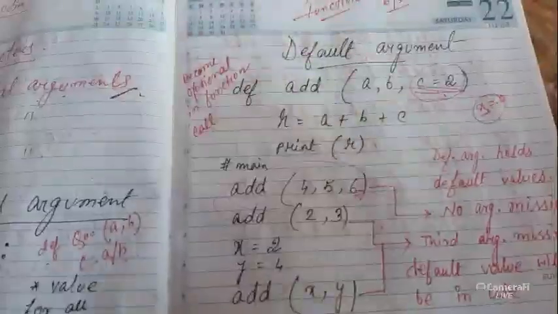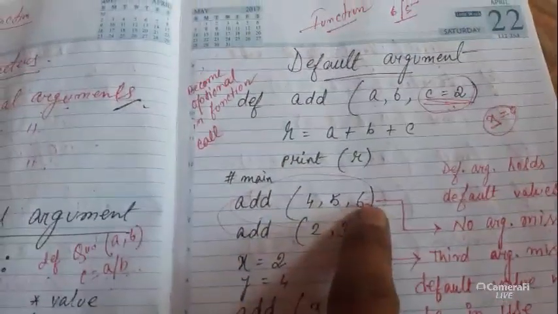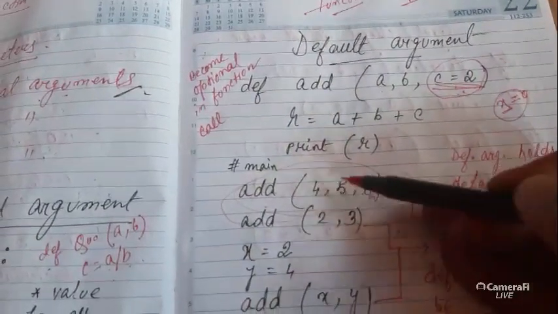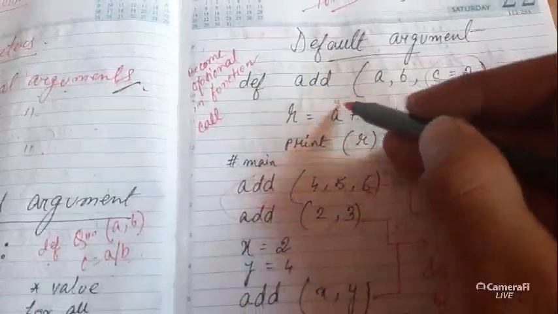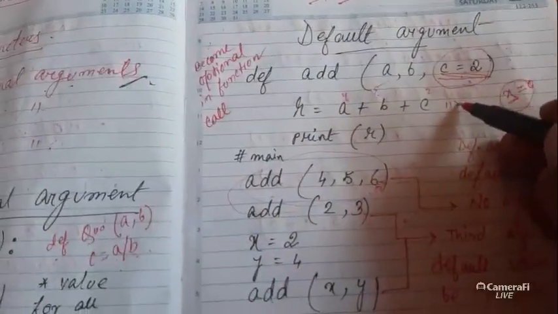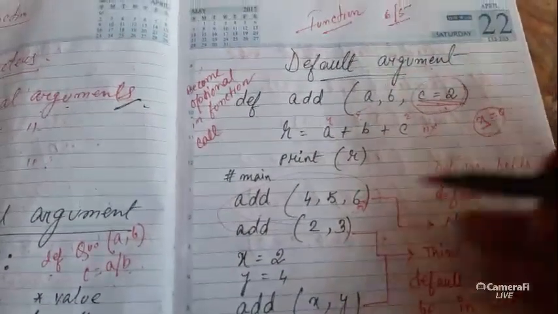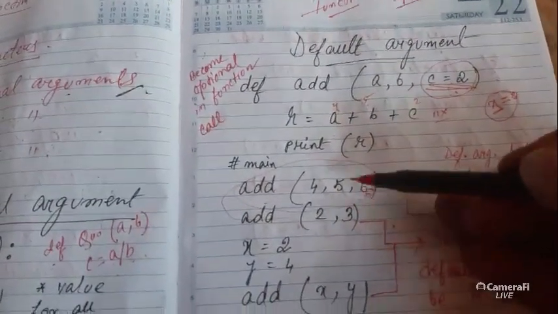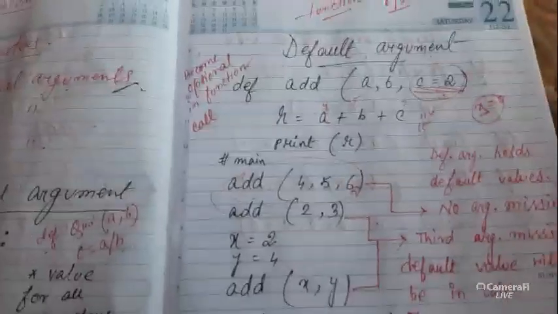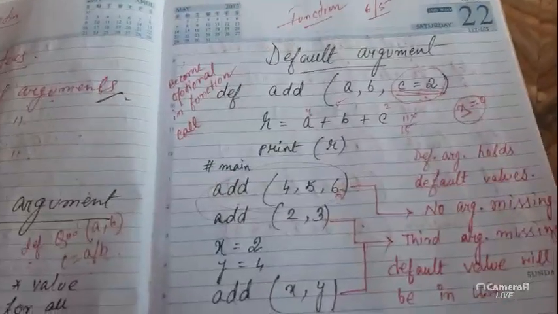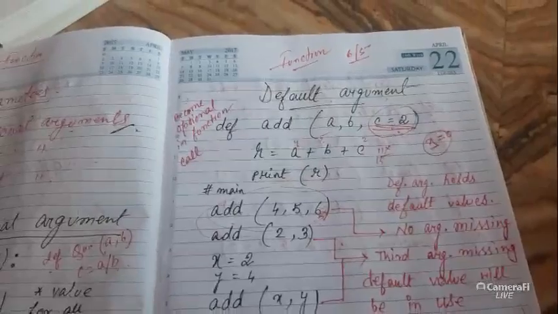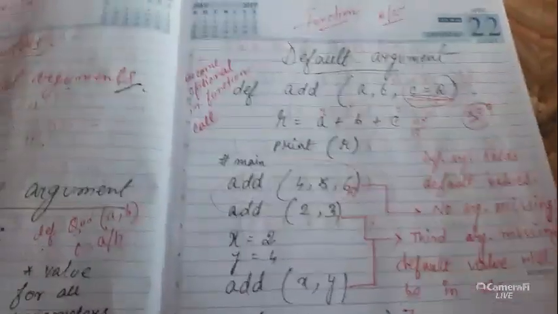So for this first case, add 4 5 6, what will be the result? Many of you may think the value will be 4 plus 5 plus 2, that is 5 plus 2, 7 plus 11. No, this is wrong. For this case, the value will be 15. Why? Because whenever a value is present in the function call statement, it will use that assigned value.